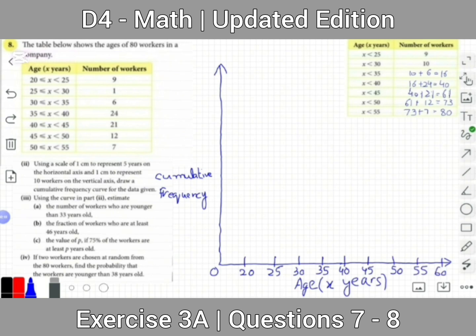Now along the y-axis we have the points 0, 10, 20, 30, 40, 50, 60, 70, 80, and the last point is 90.